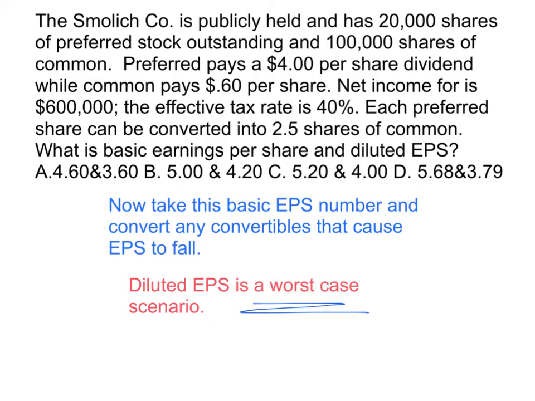All of them begin the same way. They all begin with assuming the convertibles are converted. So we're going to take the basic earnings per share, convert the convertibles or assume conversion, and then we're going to determine diluted earnings per share.